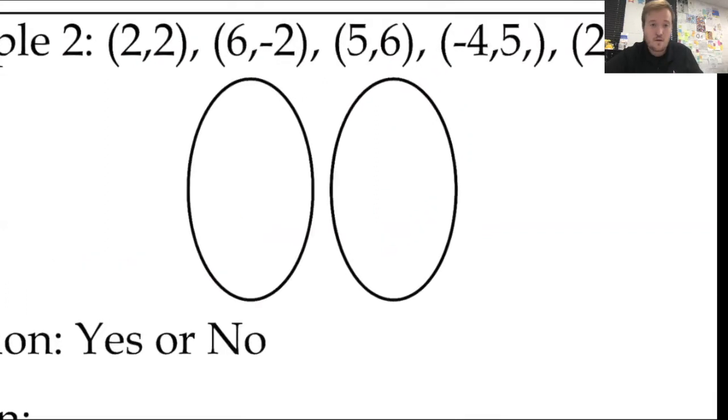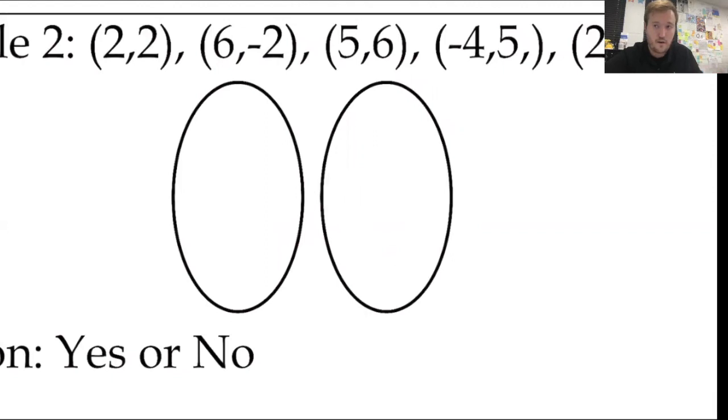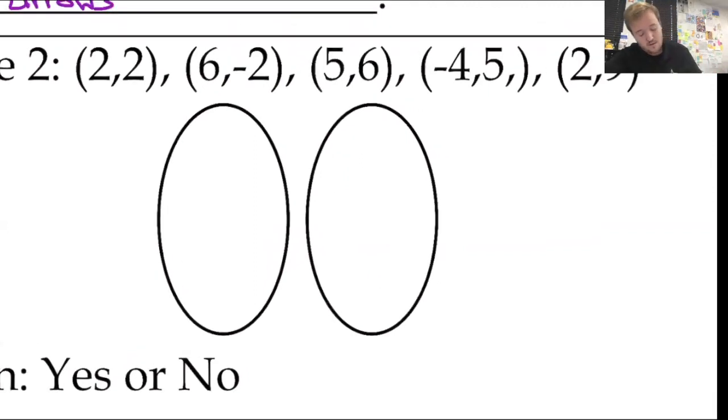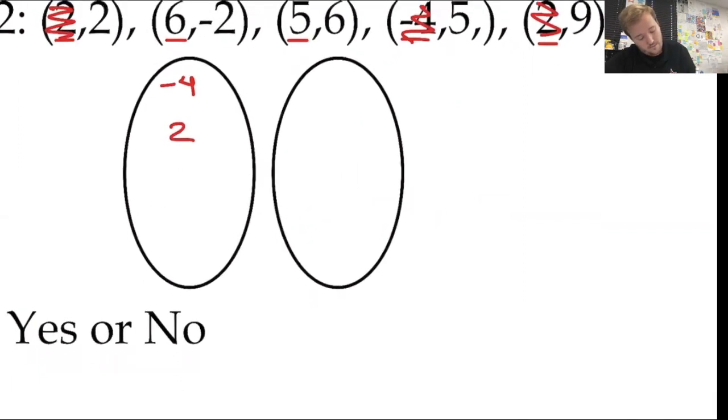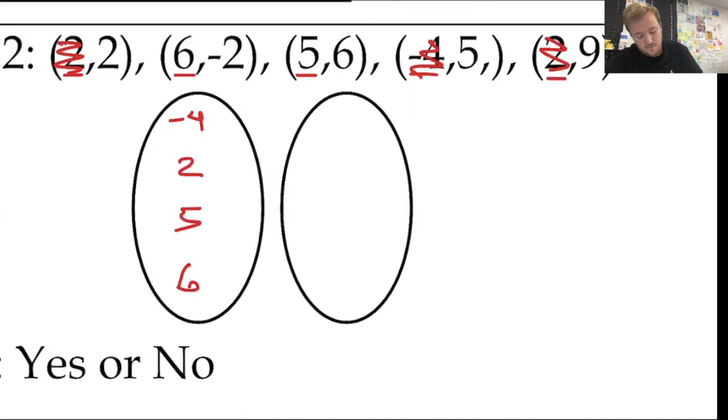So once again, x values on the left, y values on the right. Least to greatest, no repeating values. So I'm going to start with all my x values. So 2, 6, 5, -4, and 2. All right, so start with -4. So that one's done. The next value is 2. So notice how it appears twice. I'm only going to write it once. Then we have 5 and 6. Okay, so I'm done with those.